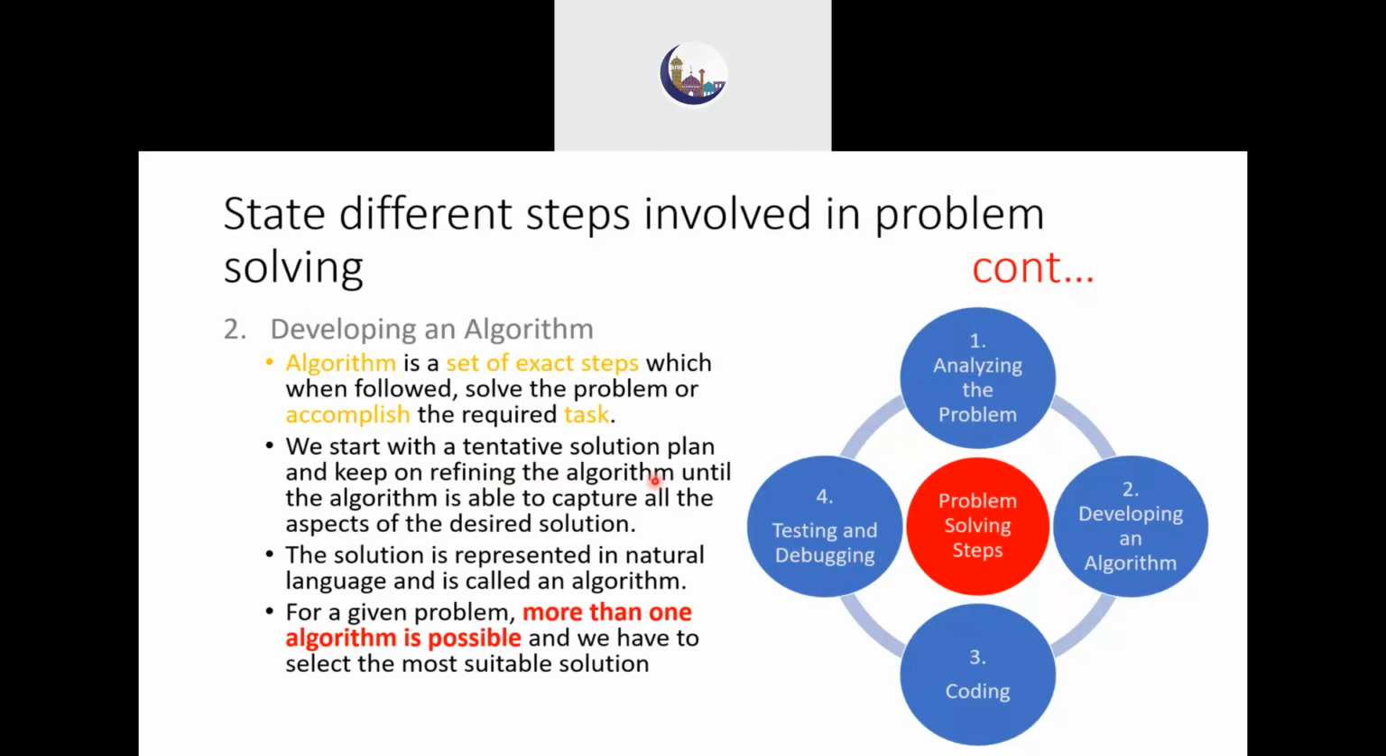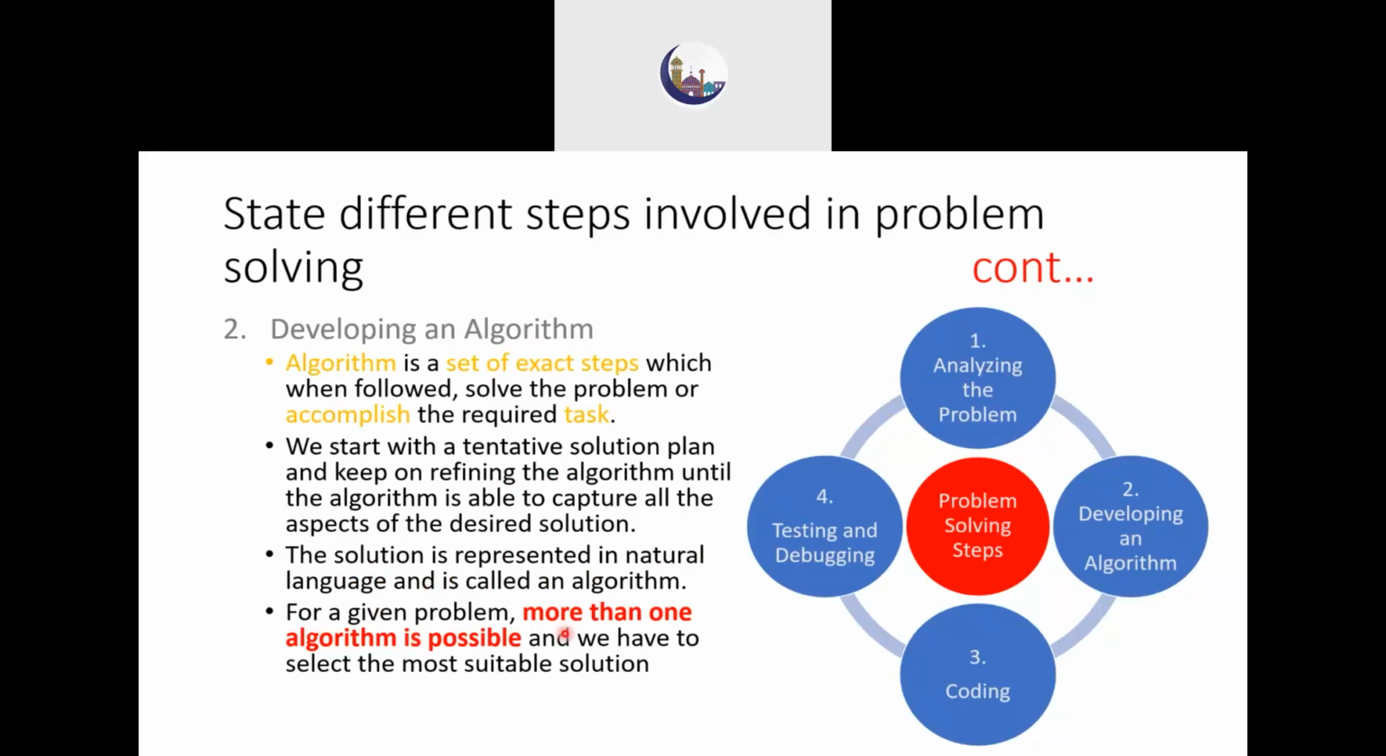So you'll try to refine that particular algorithm into a more genuine algorithm. And once that refinement is done, you will put that particular step-by-step procedure in terms of something called an algorithm. So basically, an algorithm is nothing but the solution which is represented in natural language, plain English language. That's nothing but an algorithm.